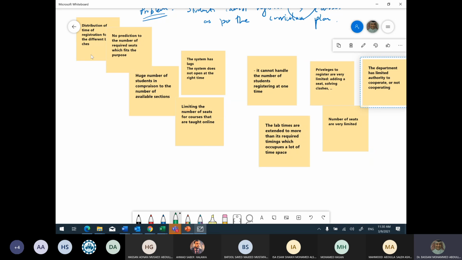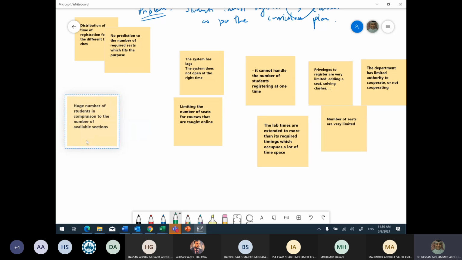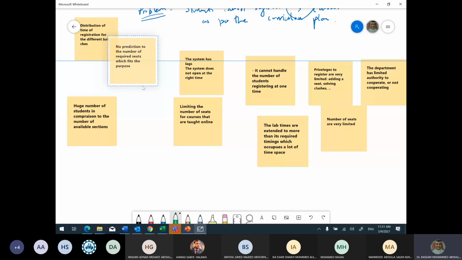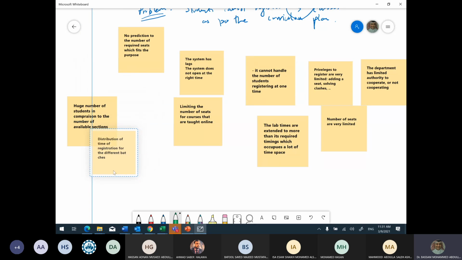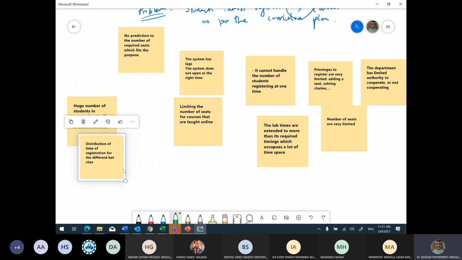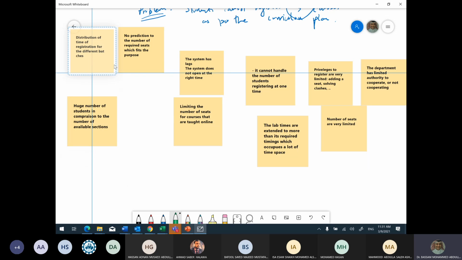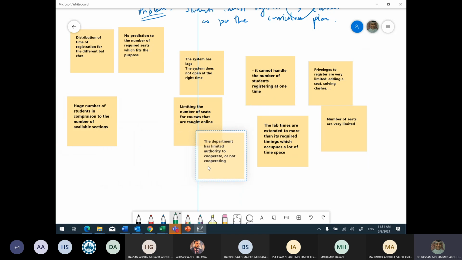For example, coordination, you said, means a huge number of students in comparison to the number of sections. No prediction is something related to planning, so I'm going to keep it on its own. Distribution of time of registration for the different batches: actually, this is also related to planning. Huge number of students in comparison to the number of available sections. Coordination, what I mean is that the department is not cooperating. The registration system, they are not replying. Nobody said the registration system is not replying. I'm not sure, is this a problem or not?